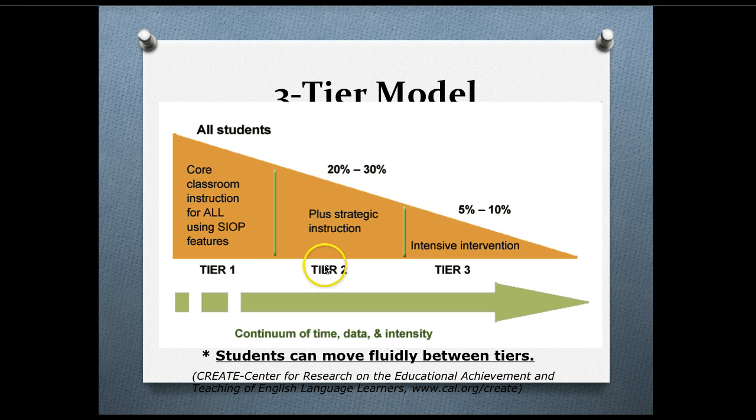So this is Tier 2. And one thing that I do want to mention is to make sure you're not labeling your students. You're not saying, this is a Tier 2 student. So no labels whatsoever. And here you are using, as mentioned before, research-based instructional practices.